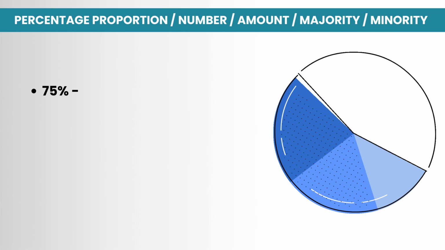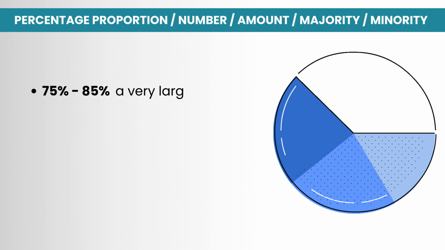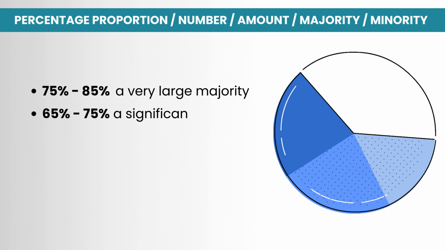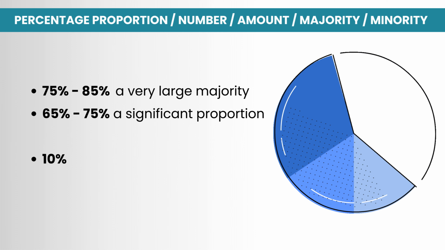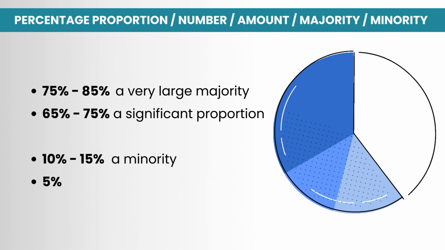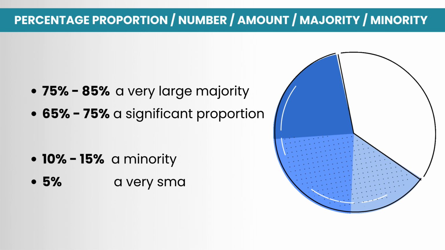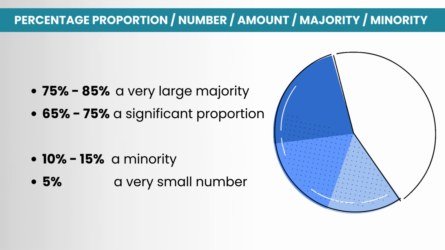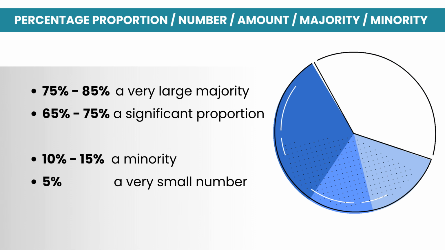Percentage proportion, number, amount, majority, minority. 75% to 85%, a very large majority. 65% to 75%, a significant proportion. 10% to 15%, a minority. 5%, a very small number.